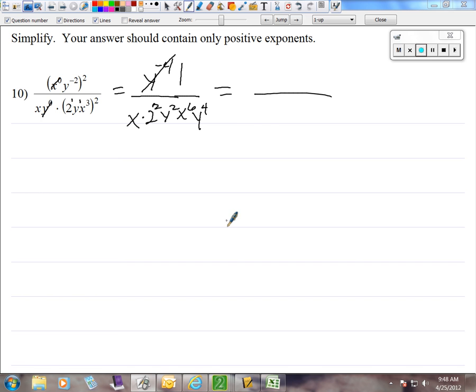So what do we have? We have 4 x to the 7th, because this has a 1 here. And what's left? Y to the 6th. How many got that? Okay, let's just try one more and we'll be done. Give yourself a bonus point and do number 12.